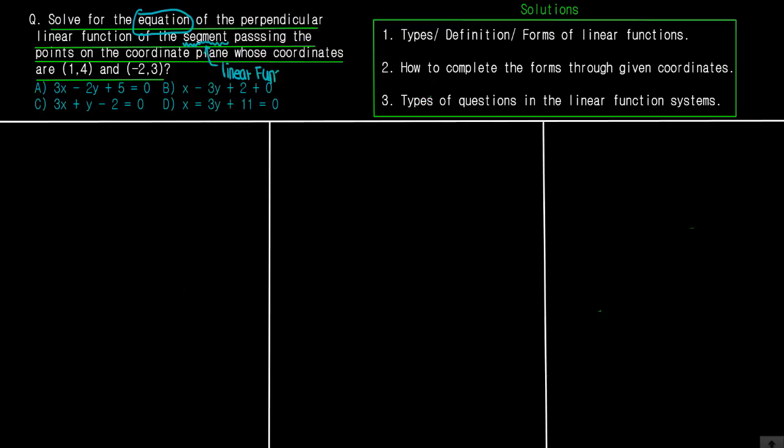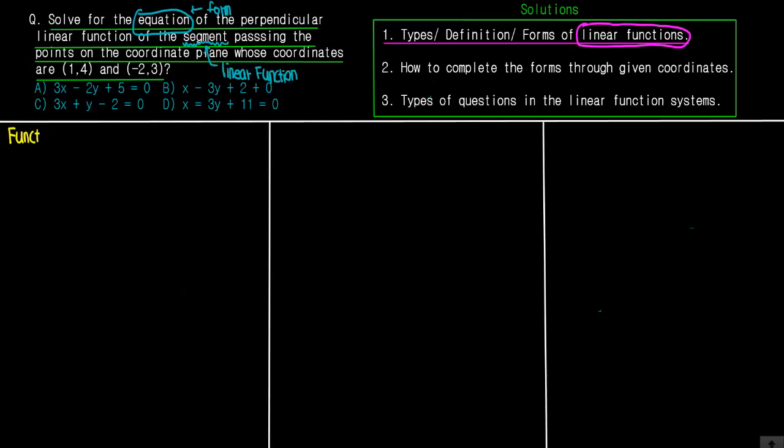So this question will be related to a linear function, but especially through the equations, which means some specific form of the linear function. There are 3 things in order to approach this question. The first thing will be the types, definition, as well as the forms of our linear function, because the linear function will be the most important thing when it comes to solving this question.